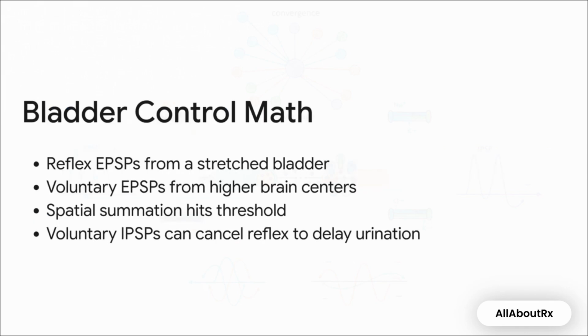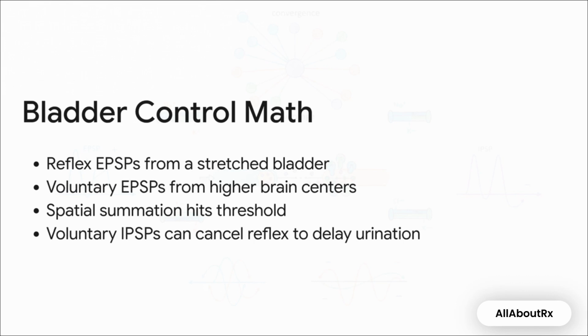To ground this microscopic math in everyday reality, let's look at a reflex we all know: bladder control. When your bladder stretches, it sends reflex EPSPs to the spinal cord. But usually, that's not enough to trigger urination on its own. When you decide it's an appropriate time, your higher brain centers add voluntary EPSPs. Through spatial summation, they combine, hit the threshold, and, well, urination occurs.